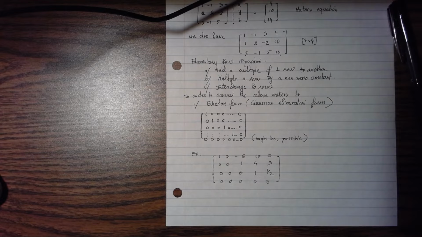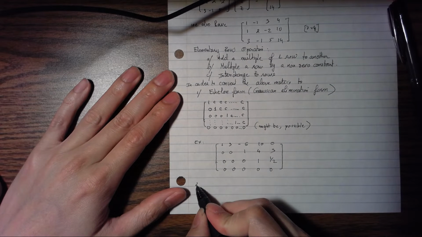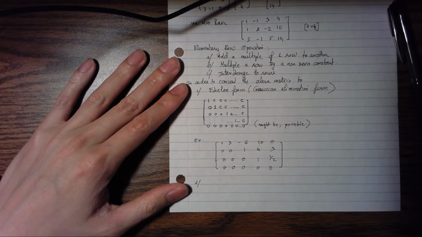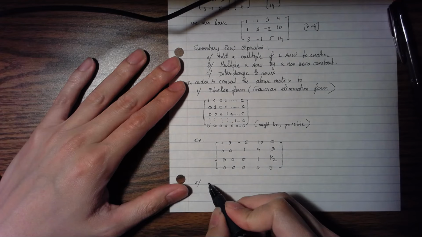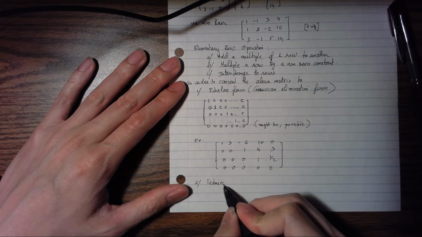This is a long video. I mean, you have to do a lot of problems to understand this. So far you see that I have not done anything with row operations yet, but I will. The second form is reduced echelon form.